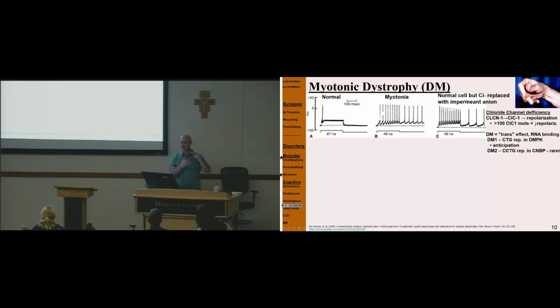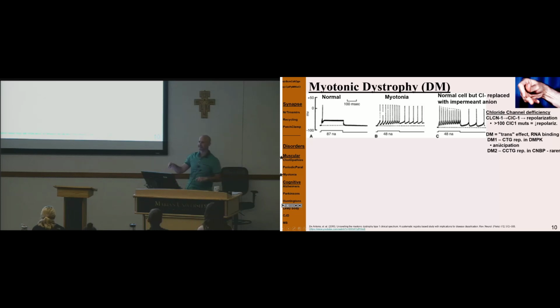DM2, myotonic dystrophy type 2, is a lesser form caused by a tetranucleotide repeat, CCTG, in a different gene, CNBP. It does not have anticipation, or as much anticipation as DM1. So they won't ask an anticipation question about DM2, it'll be DM1. And I'll show you data about that in a second.